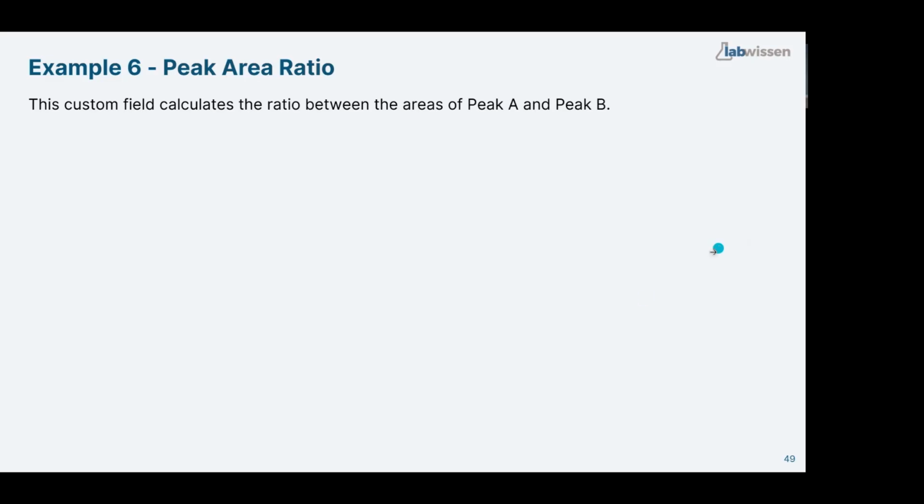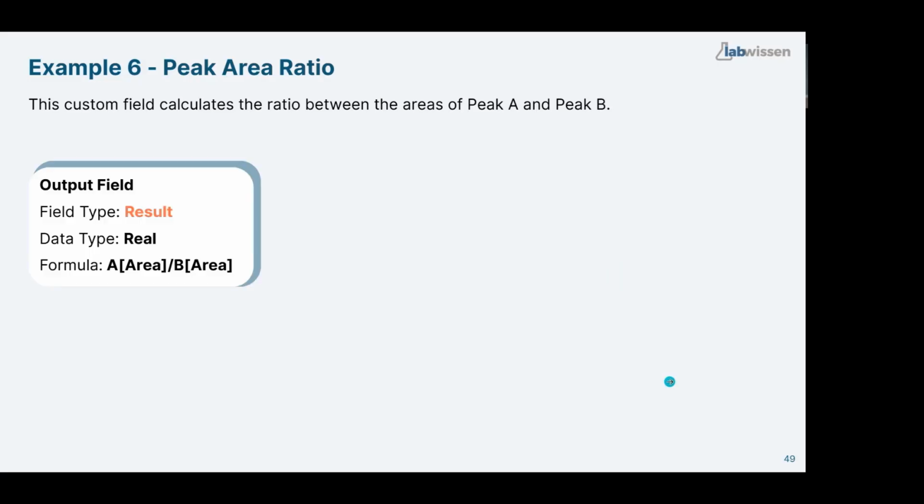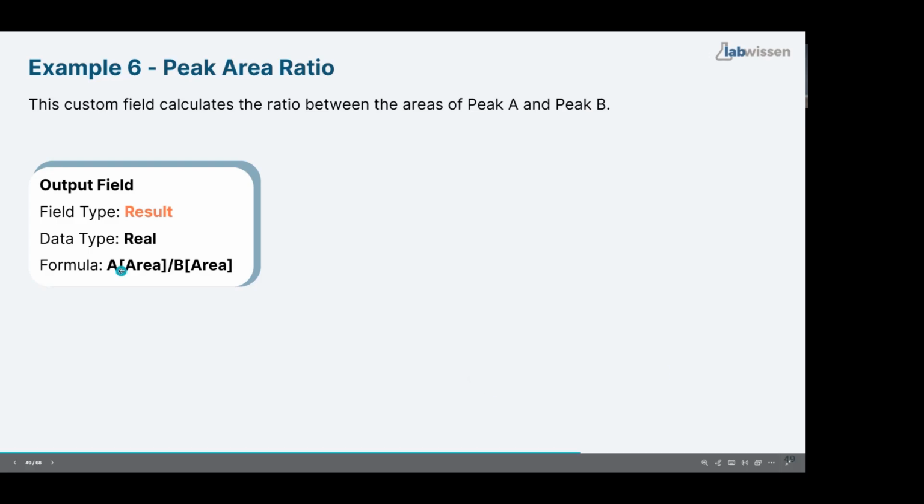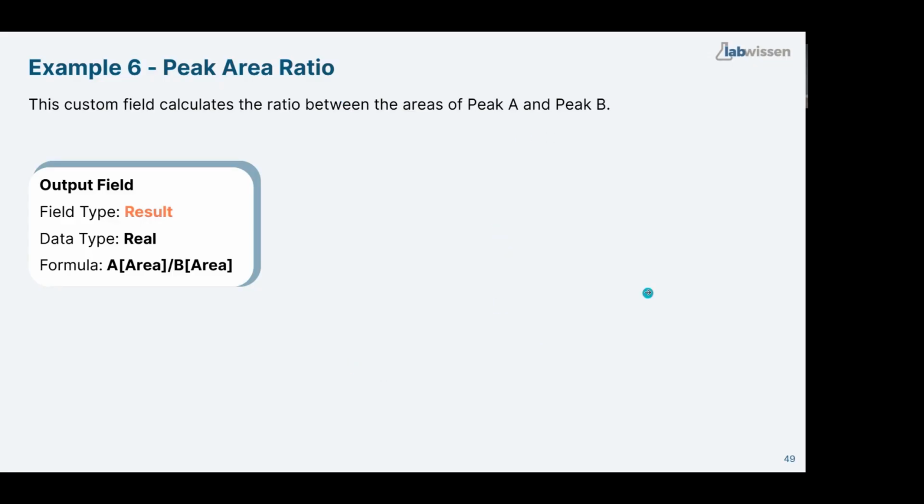Peak area ratio. This custom field calculates the ratio between the areas of peak A and peak B. So this one is the result field type because we take 2 peaks into consideration. So we're not doing calculation per peak. We do calculations between several peaks. So in our case, between 2 peaks. And here's an interesting part, also the formula, how we do the reference to the peak.